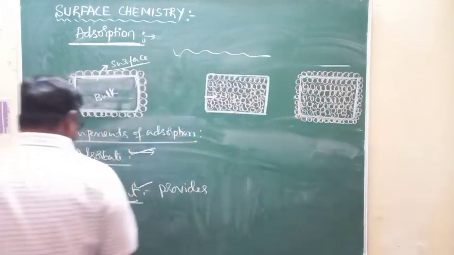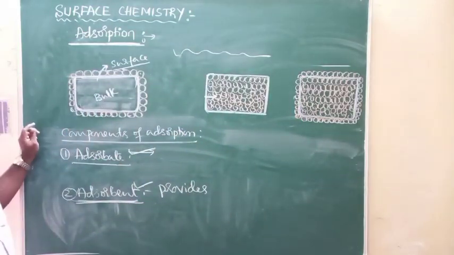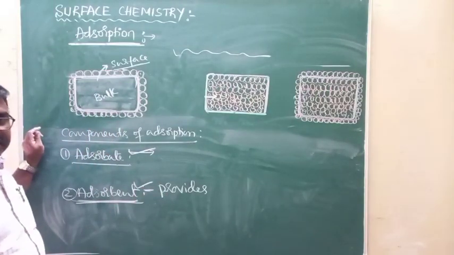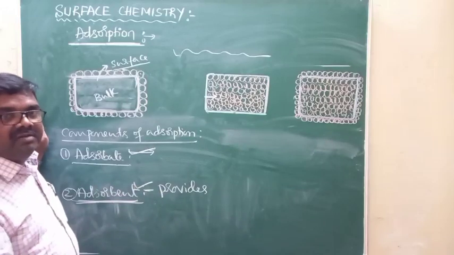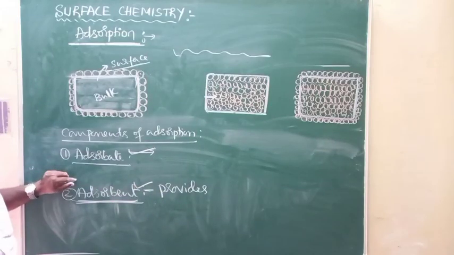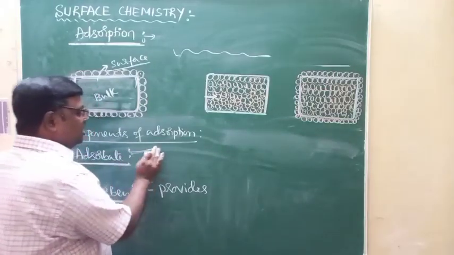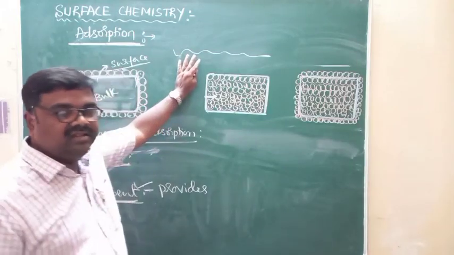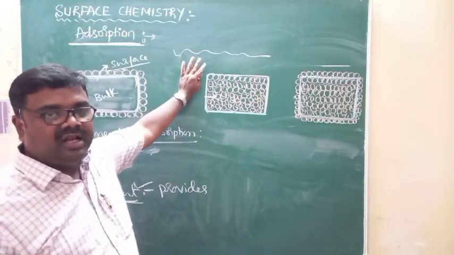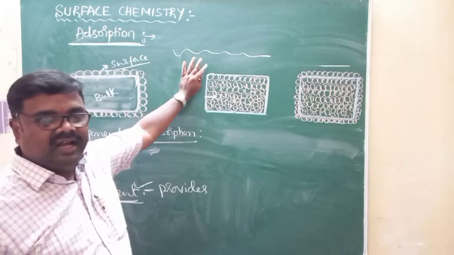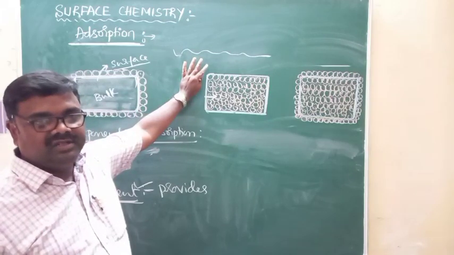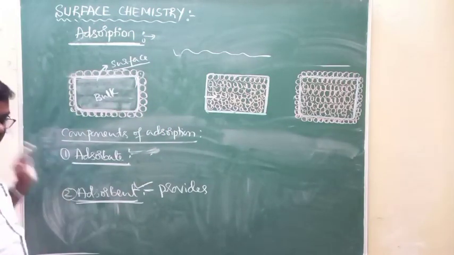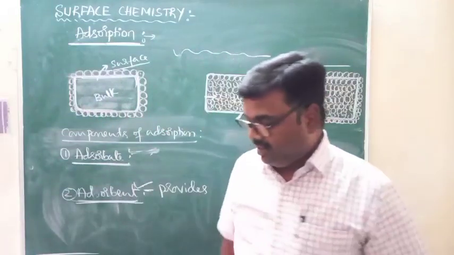As far as adsorbents are concerned, I can give many examples: silica gel, alumina gel, charcoal powder, some metal powders. They are examples of adsorbents. As for adsorbates, I can also give many examples: various gases like oxygen, chlorine, ammonia, sulfur dioxide, carbon dioxide, and some colored organic compounds from solution. They are all examples of adsorbates. So that is something about adsorbate and adsorbent.